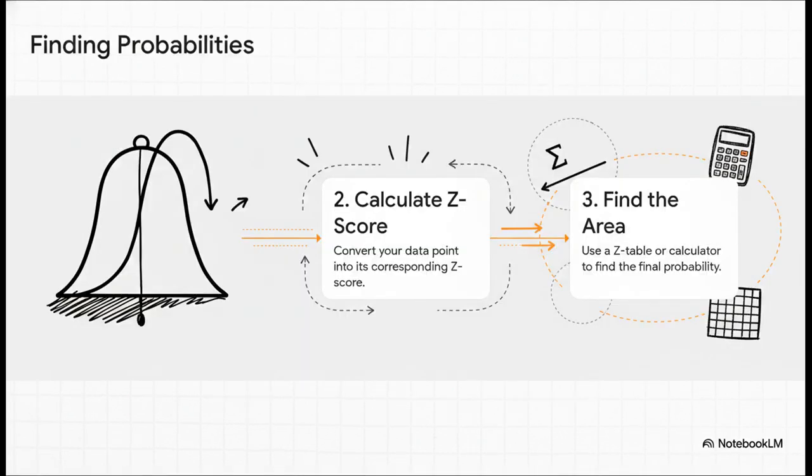So whenever you're faced with one of these problems, the process is pretty straightforward. First, and I can't stress this enough because it's where people make mistakes, always sketch the curve. See the problem. Then you calculate the z-score to standardize everything. And from there, you can easily look up the exact probability. That first little sketch just makes everything else click into place.